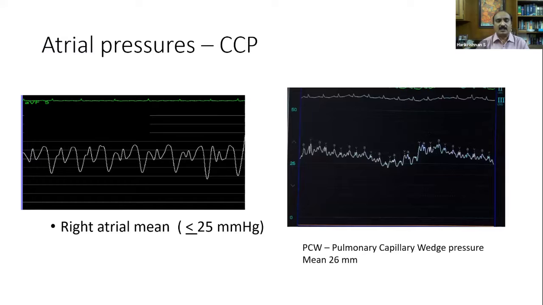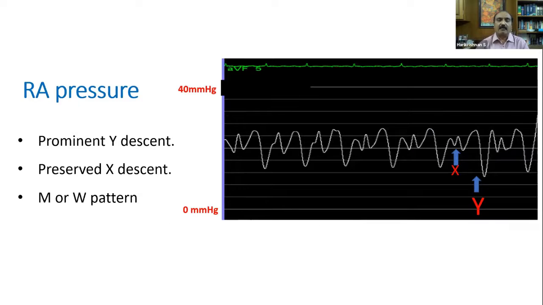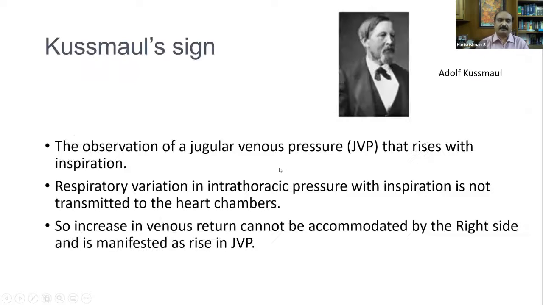pericarditis. So this is an example of one of our cases. The right atrial mean in this patient is 25 millimeters. Another point is that in constriction, the right atrial mean will not usually go beyond 25. If it is more than 25, it is more likely to be a restrictive cardiomyopathy, where it can go higher. The pulmonary capillary wedge mean is 26. You can see here the prominent Y descent, preserved X descent, and showing the M or the W pattern.